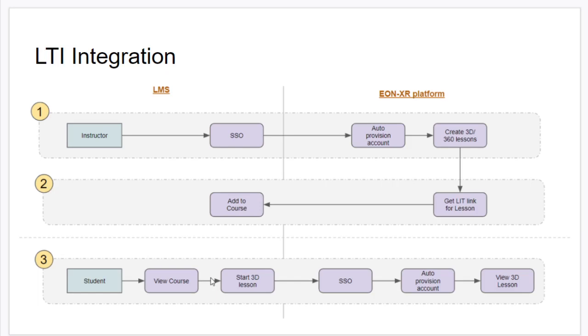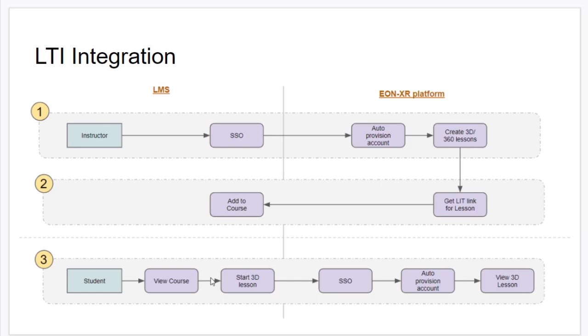So an instructor, or usually maybe the first point of integration is an instructor from the LMS. They can easily single sign on into the platform. So from their LMS, there'll be a link to go to the platform. They click on it, it single signs them on. When they come to the platform, if their account doesn't exist, it would auto provision, and they would be able to access the EON-XR platform.